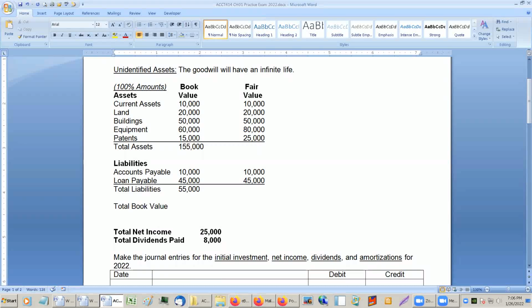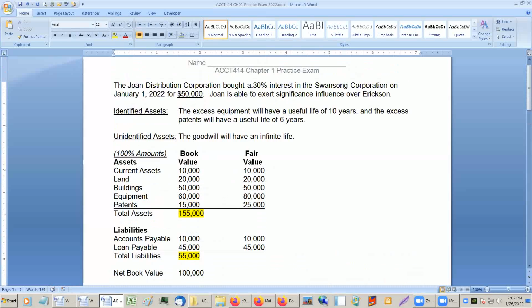So the total book value is, we had 155 total assets, liabilities, which is a total net value. Okay, so this company has a book value of 100,000. 155,000 is the good stuff, assets, but we have to pay off 55,000. So the net book value is 100,000. We bought 30%.